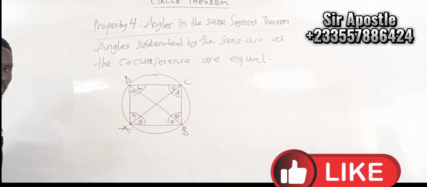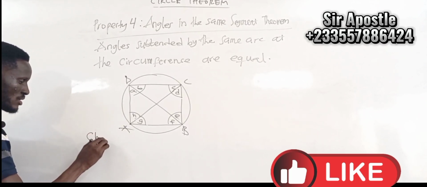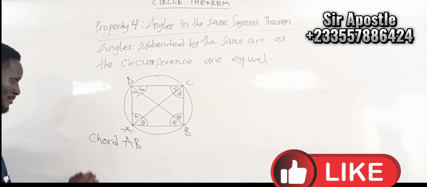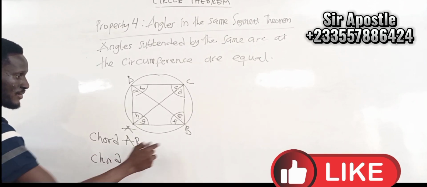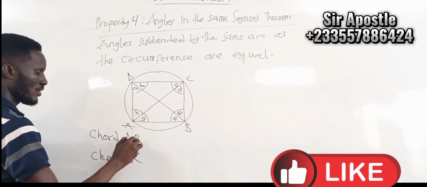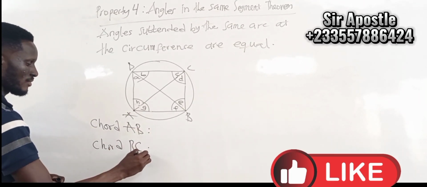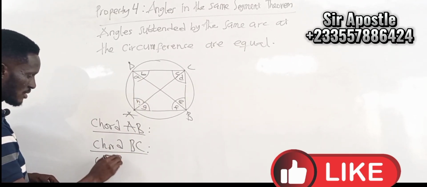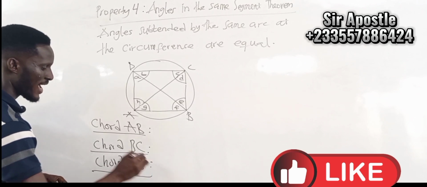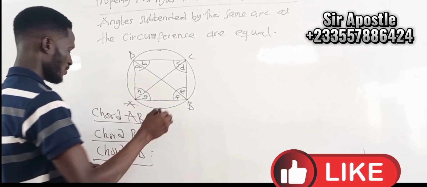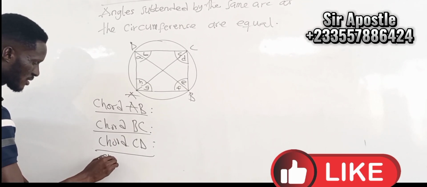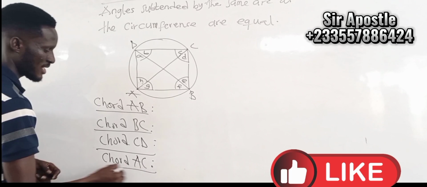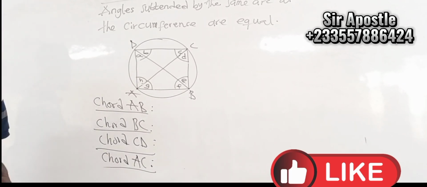So first, when we take chord AB, which angles are the same? When we take the chord BC, which angles are the same? Now, when we take the chord CD, which angles are the same? Then the last one, when we take the chord AD, which angles are the same? This is what we are coming to talk about.